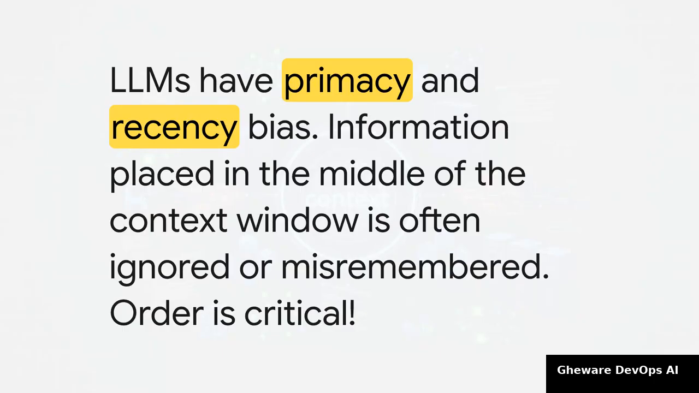All right, technique number 2 is priority ordering. Now, this tackles a really fascinating quirk of LLMs. Just like us, they have this lost-in-the-middle problem. They pay a lot of attention to what they see first, that's primacy bias, and even more attention to what they see last, recency bias. This means any crucial details you bury in the middle of a long context, they often get completely ignored.